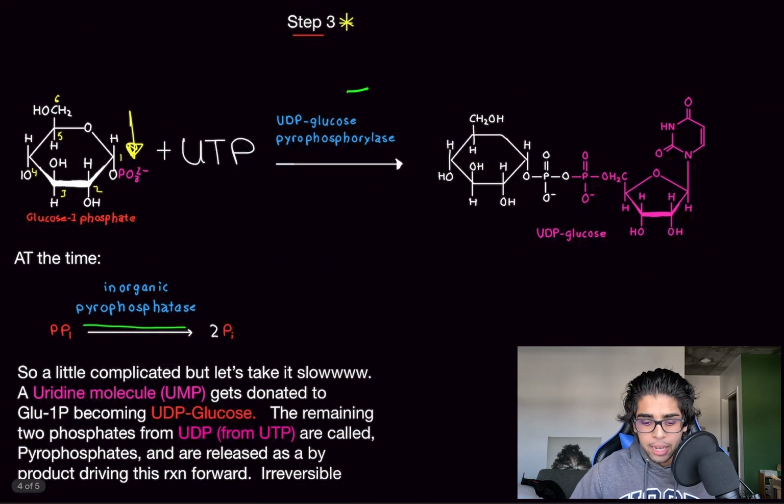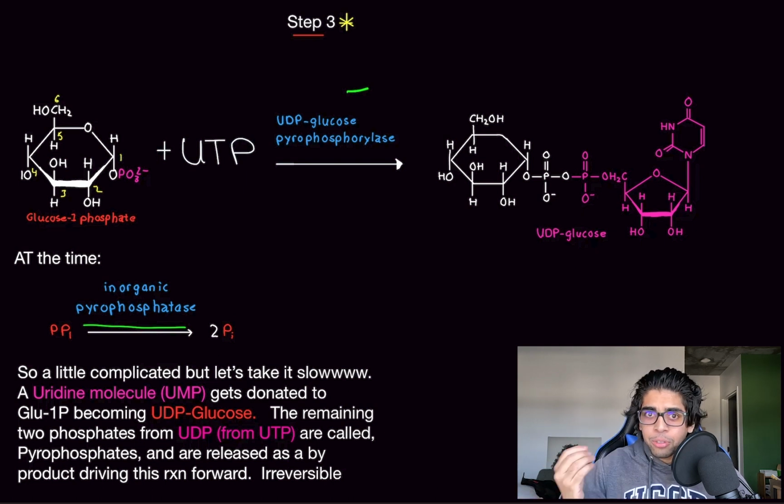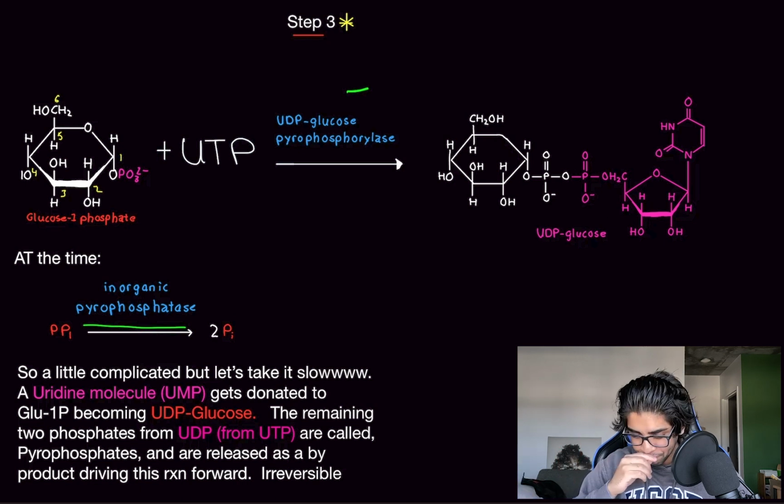Step 3 is when we get a little complicated, and we're going to take it very slow. It is complicated. So we have our glucose 1-phosphate molecule here that we just created from the last step. We're going to get a UTP molecule. You know how we have ATP, adenine triphosphate, then GTP, guanine triphosphate. Now we have UTP, uridine triphosphate. It's a derivative from uracil, so like RNA. Isn't that pretty cool where these things come from, like DNA and RNA from nucleotides?